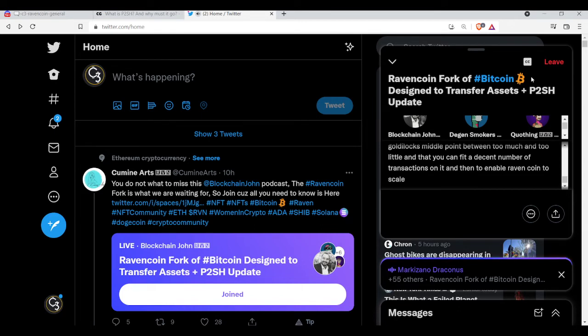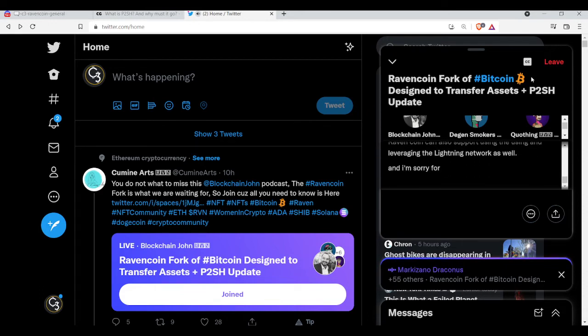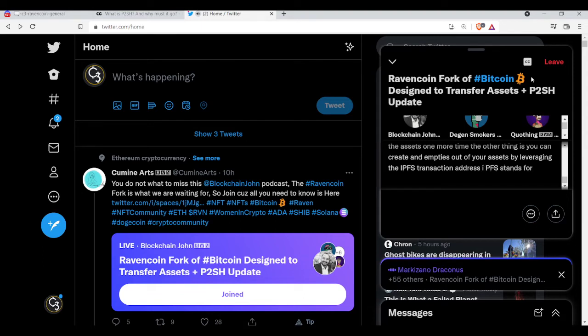And I'm sorry for bouncing around, but to touch on the assets one more time, the other thing is you can create NFTs out of your assets by leveraging the IPFS transaction address. IPFS stands for the Interplanetary File System. And for those that don't know, it's basically where you store the actual content of your movies, your videos, your images. If you want to store something on a blockchain and it's too big to fit on something that's specific to a currency, like Ravencoin, Bitcoin, Ethereum, then you would store that on IPFS, the Interplanetary File System.